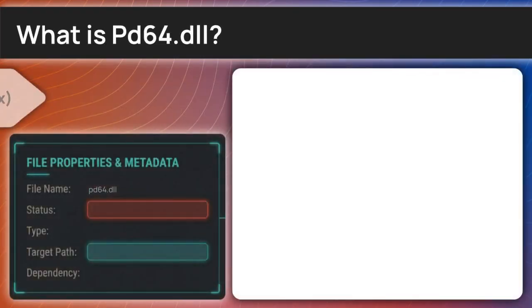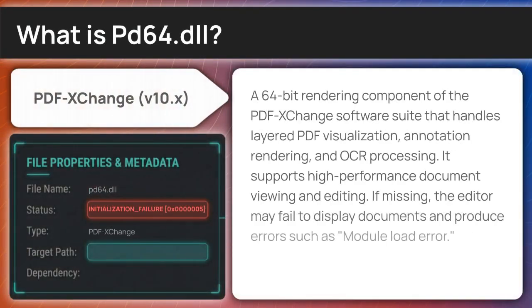This is the pd64 library, a 64-bit rendering component of the PDF-XChange software suite that handles layered PDF visualization, annotation rendering, and OCR processing. It supports high-performance document viewing and editing. If missing, the editor may fail to display documents and produce errors such as module load error.